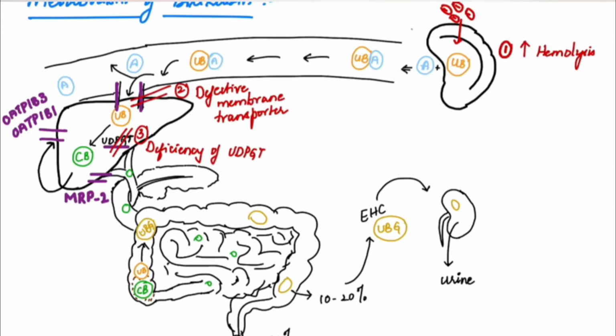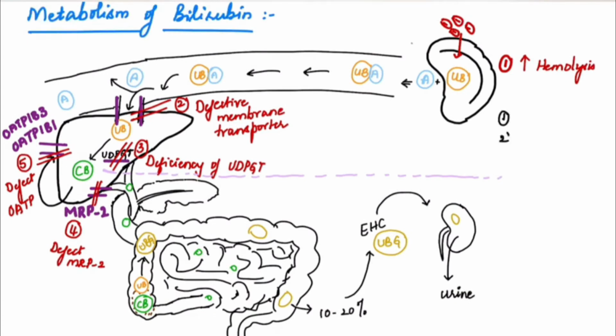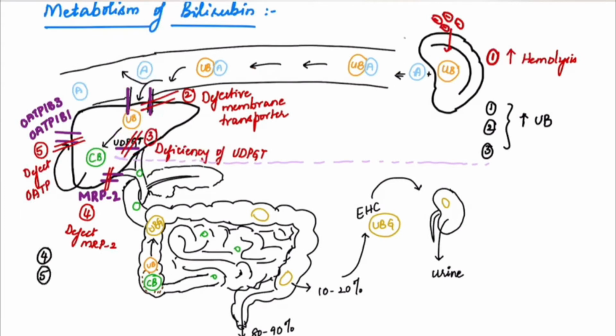Number 4, when there is a defect in multidrug resistance protein 2, there is no excretion of the conjugated bilirubin into the biliary tract, so the conjugated bilirubin will increase. Number 5, when there is a defect in organic anion transport protein 1B1 and 1B3, there is no proper reuptake of the conjugated bilirubin into the liver, so conjugated bilirubin increases. So conditions 1, 2 and 3 will increase unconjugated bilirubin, whereas 4 and 5 will increase conjugated bilirubin. These are a few abnormalities of bilirubin metabolism.